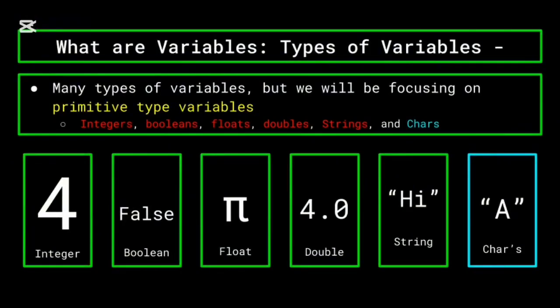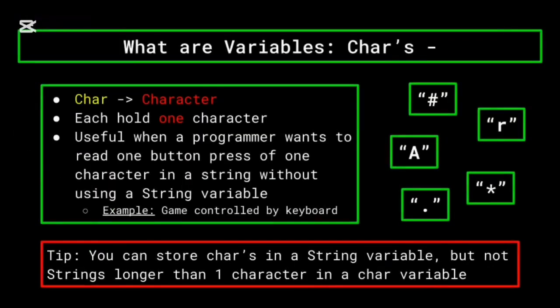Finally, we have char variables. Char stands for character, and just as the name suggests, they can each hold one character. This is useful when a programmer wants to read one button press or one character in a string without using a string variable. A specific example is making a game that is controlled by the keyboard.